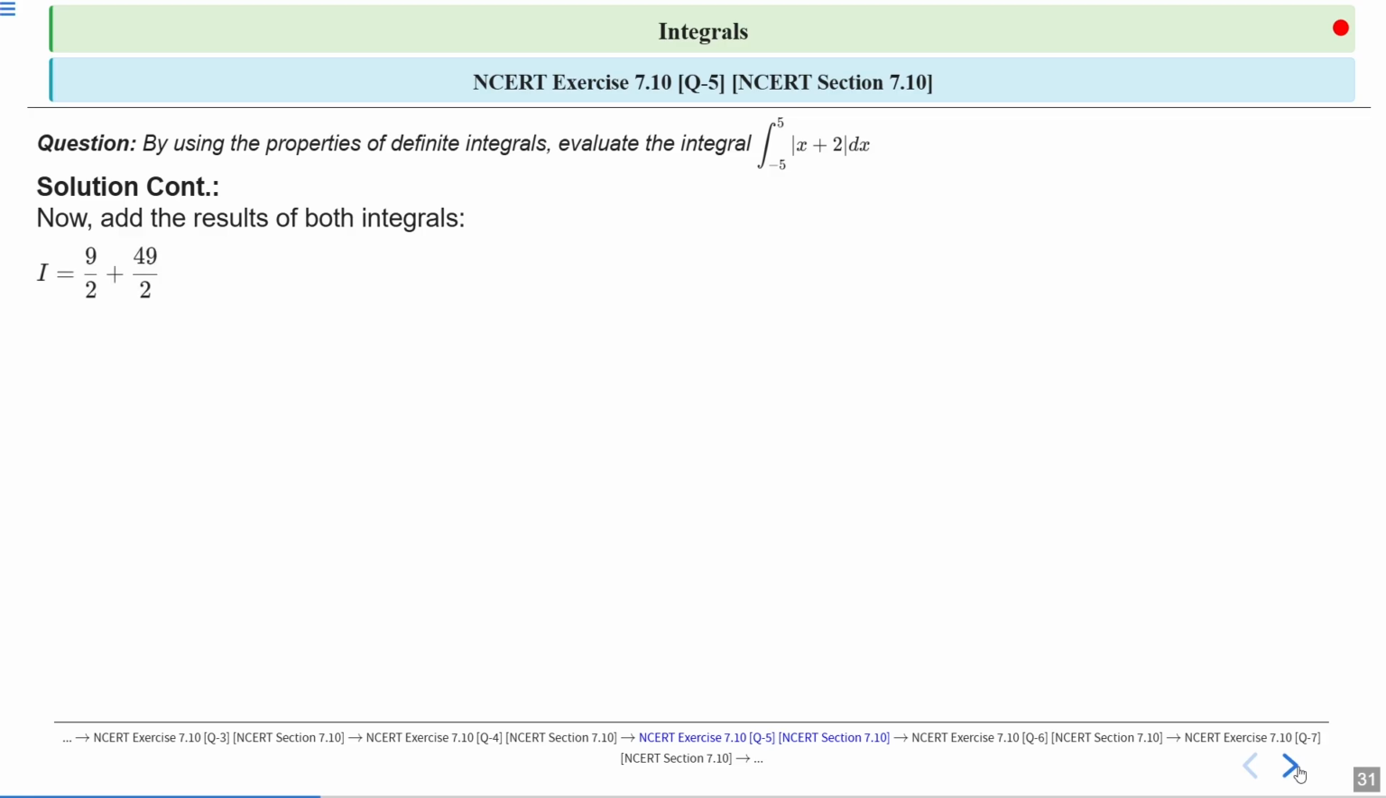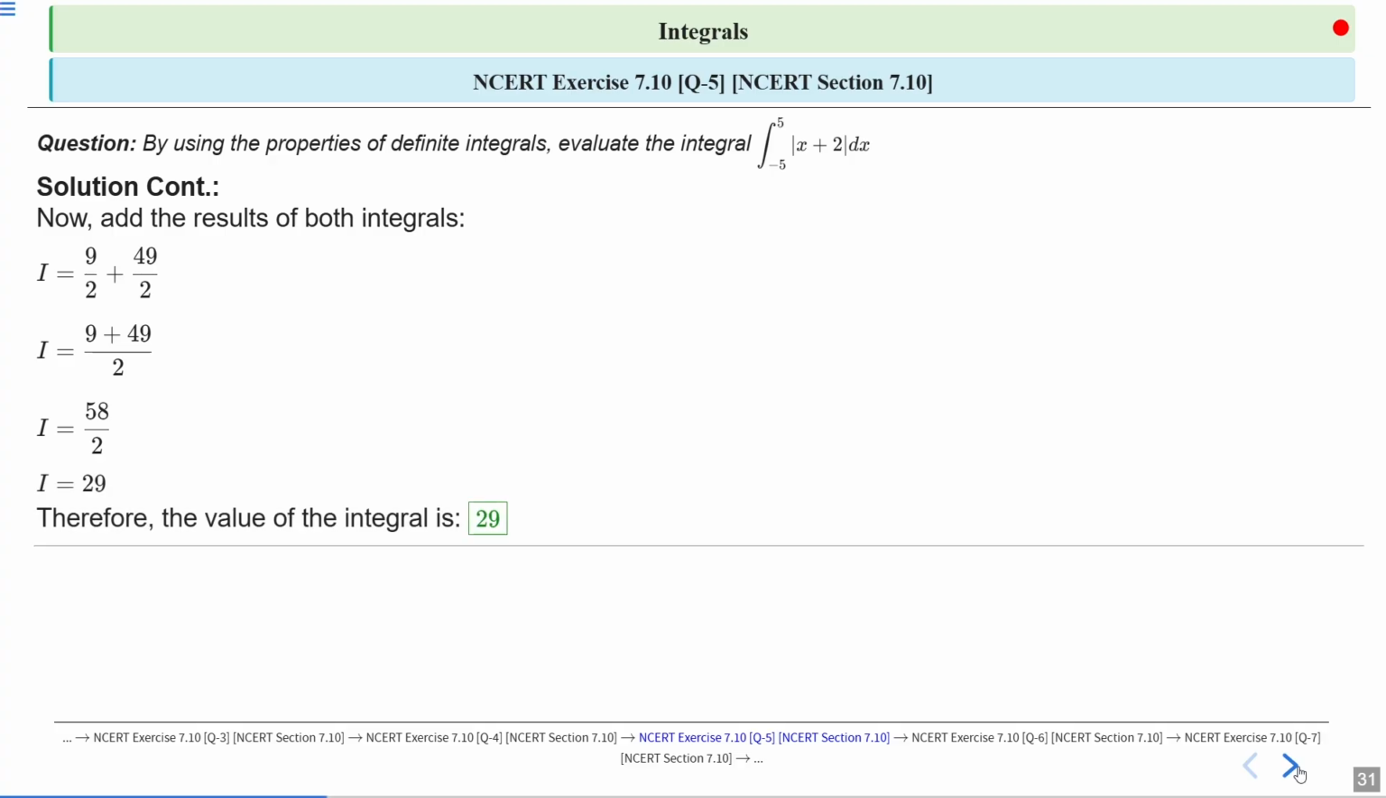Now add the results of both integrals. So I is equal to 9 by 2 plus 49 by 2. So it becomes 58 by 2. The value of the definite integral is 29.